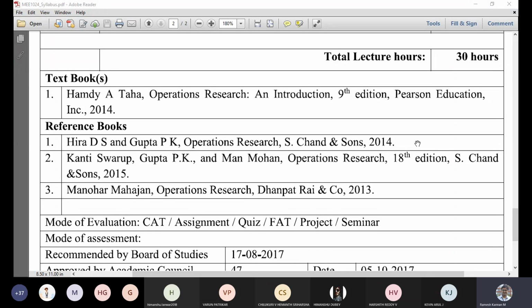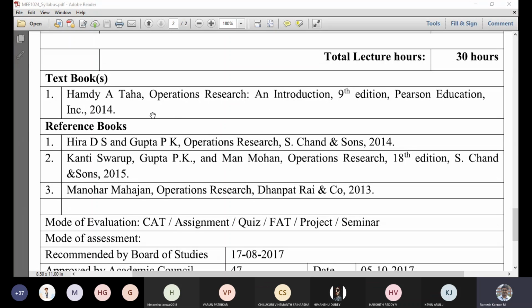The one book which I studied during my college days is Hamdy Taha. It's a wonderful book by Pearson. In fact, I studied the 7th edition, but now I think we have the 10th edition also. Well, framing the syllabus, probably it is the 9th edition. It has a complementary CD with a package called TORA. TORA is a computerized operations research solver. We'll talk about that a little later. So this is a wonderful book to have.